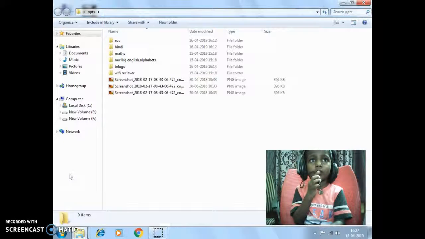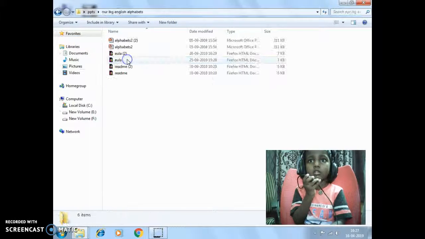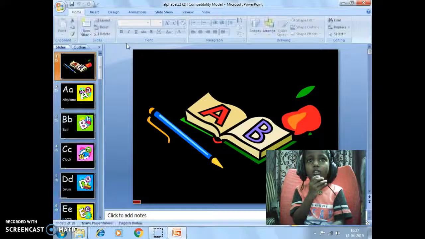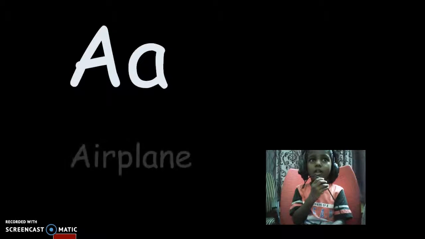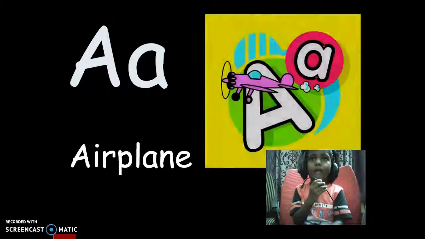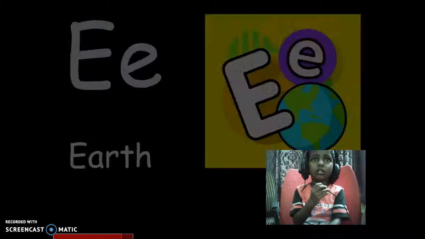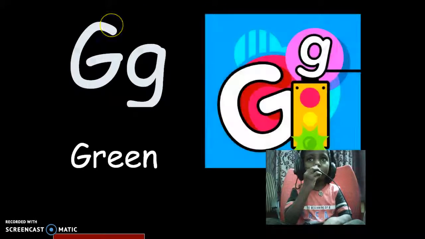Recognition of the alphabets and numbers in English, Telugu, Hindi and mathematics with their respective words or pictures. Okay? What is this letter? Apple. What is this? B for? Ball. D for? D for dog. E for? Egg. G for? G for gun. Okay, good.